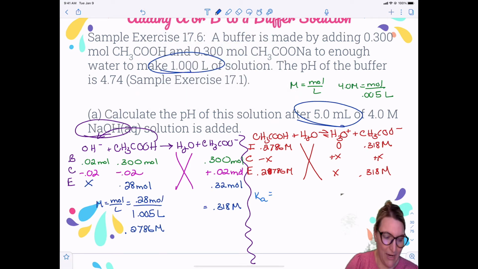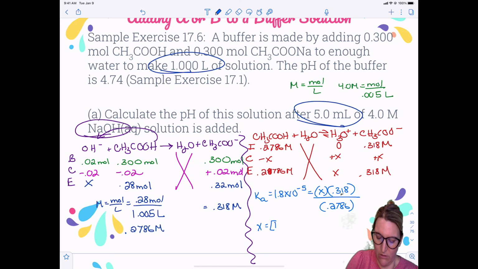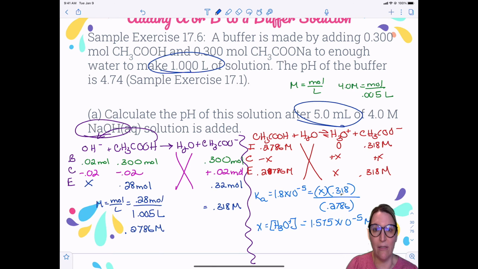And getting down to my end, my Ka is 1.8 times 10 to the negative 5. That equals the concentration of the H plus times the concentration of the conjugate base over the concentration of the weak acid. X is equal to the concentration of H3O plus, and that's equal to 1.575 times 10 to the negative 5 molarity. Estimate what that pH will be, 4 point something. And yep, the pH is equal to 4.80.